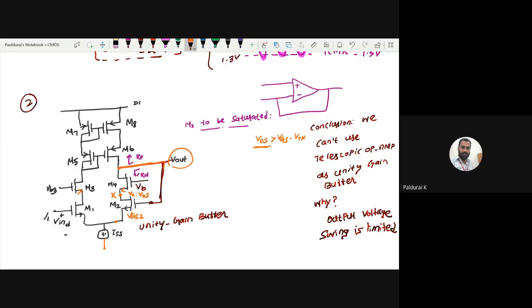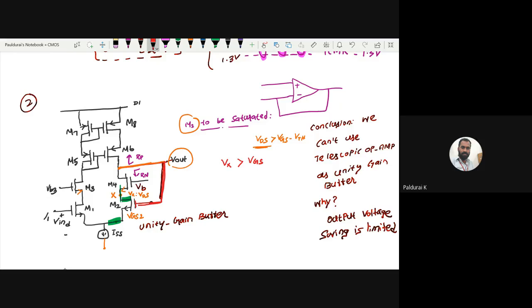Let me modify. So what is my VDS? For M2 to be saturated, you consider the M2 drain, which is connected here, with respect to the source. This is my VDS, so this VDS is the voltage Vx. I don't know the value of Vx, that we will find later. So Vx, right, greater than VGS, right? What is VGS actually? Gate to source. This is my gate, but the gate is actually connected with V out, right?